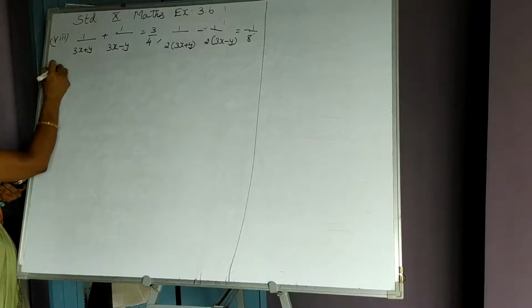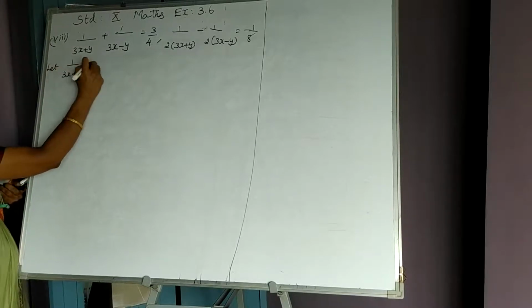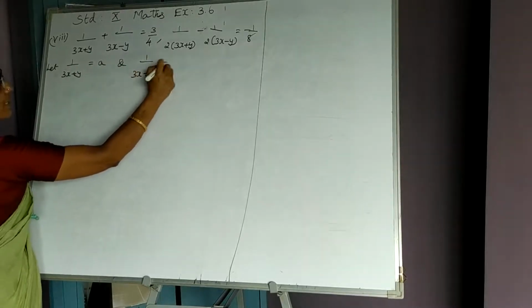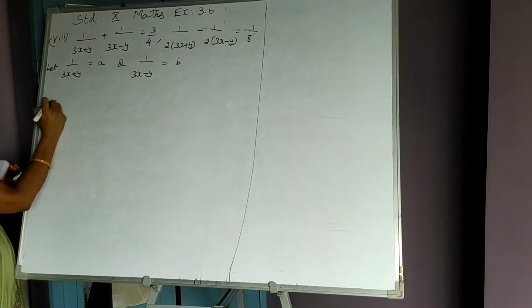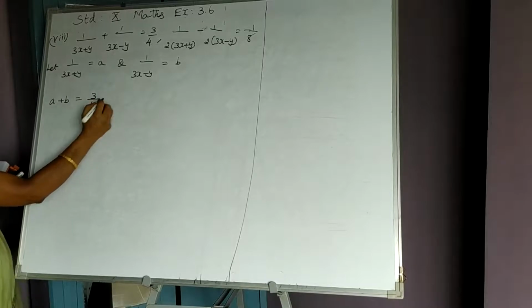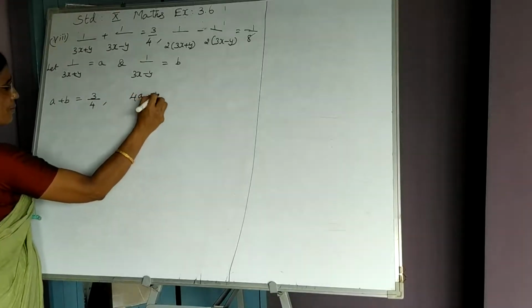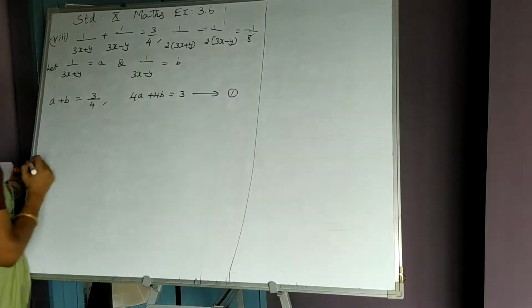So the substitution we know, 1 upon 3x plus y is taken as a and 1 upon 3x minus y is taken as b. Therefore, we get the first equation as a plus b is equal to 3 upon 4. Thus, I cross multiply. It is 4a plus 4b equal to 3 is the first equation.